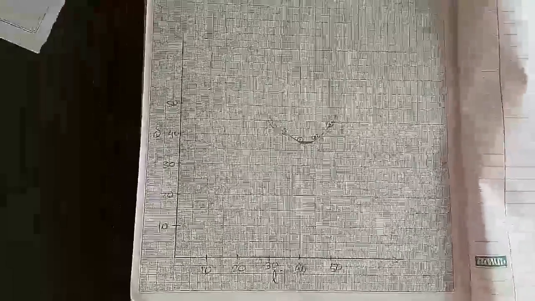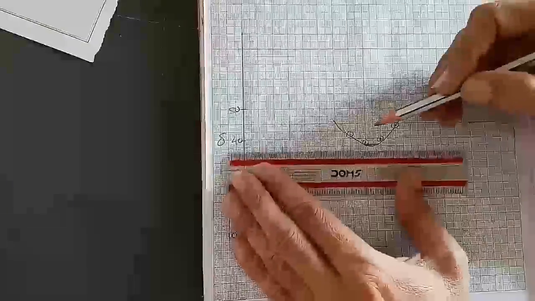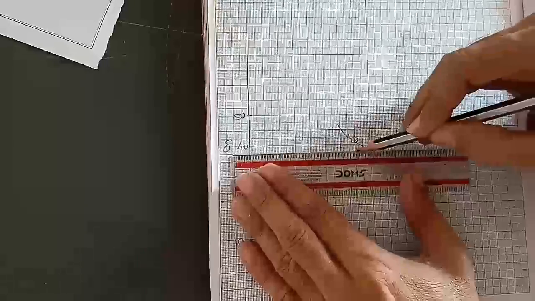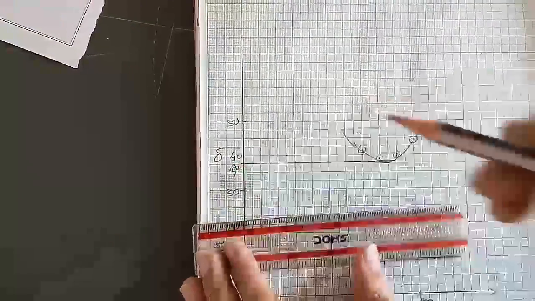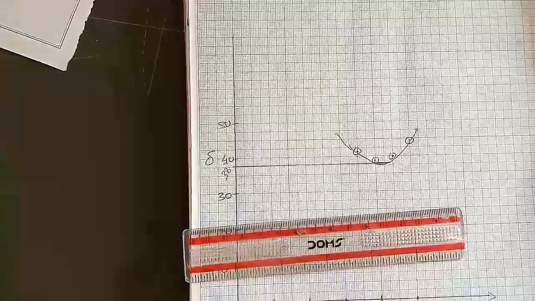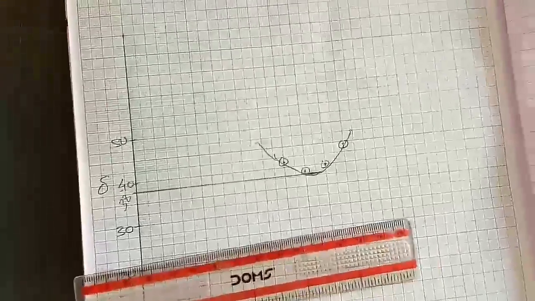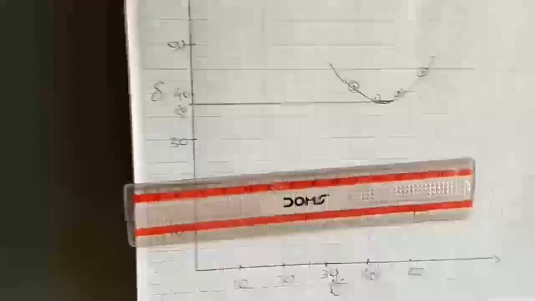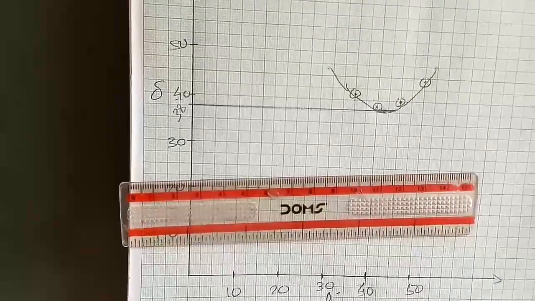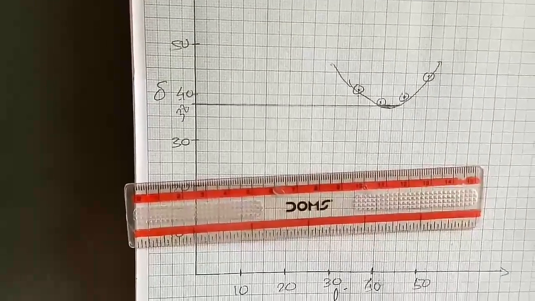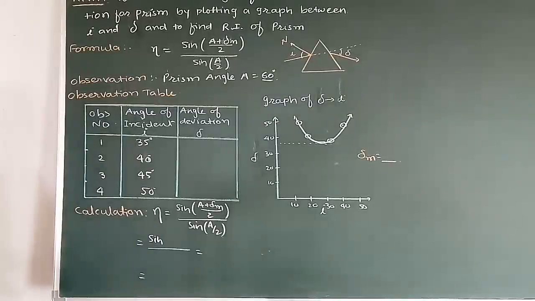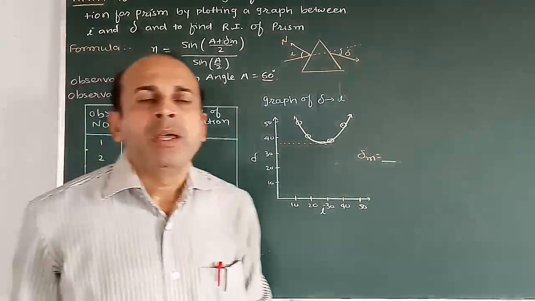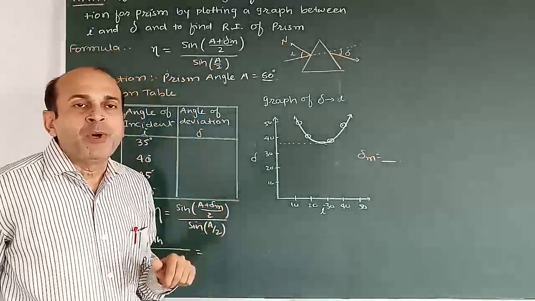When you plot this line, draw a line here. So you will get 38 degrees. So here delta is equal to 38. So the minimum deviation angle is equal to 38 degrees. We have already found delta m. Now let me find the refractive index. Let me note down the angle of deviation for each I.